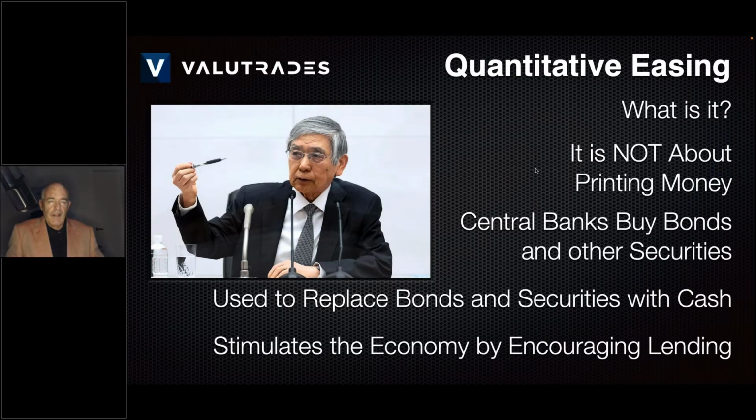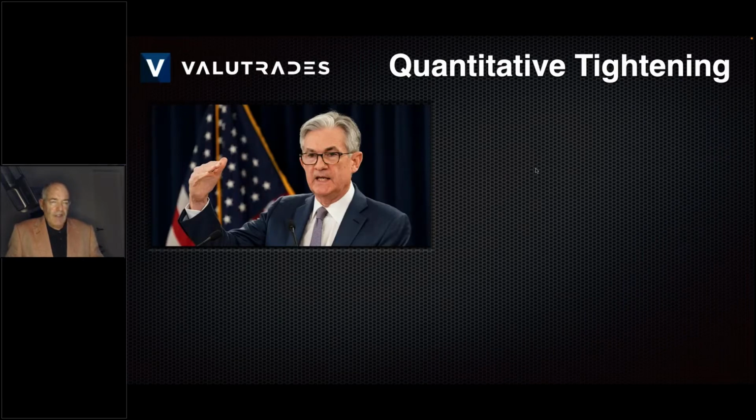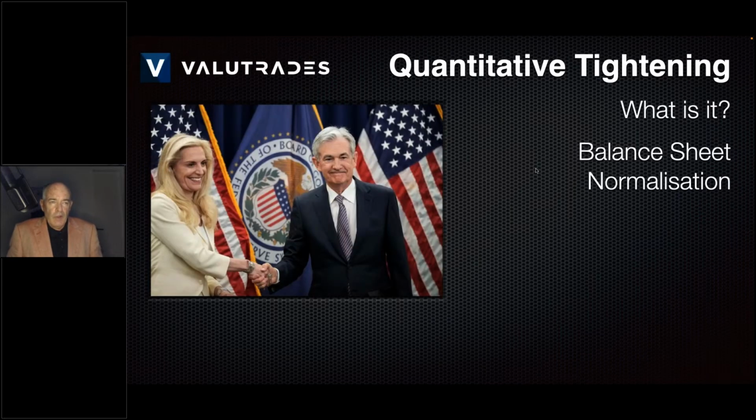Okay, quantitative tightening. Now we've talked about quantitative easing. What is quantitative tightening? Well, you've probably already figured out it's the opposite. So basically, the other word for it is balance sheet normalization. And when you have a lot of quantitative easing, you end up with a big balance sheet. And I'll explain what that is as we go along. It basically means that they're overloaded with bonds and securities. Right now, the U.S. Federal Reserve has over $8 trillion in bonds and securities.